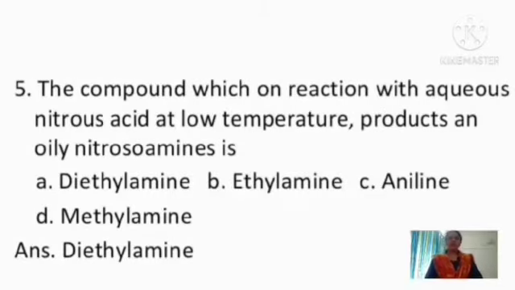Coming to the fifth question, the compound which on reaction with aqueous nitrous acid at low temperature produces an oily nitrosoamine is: option A is diethylamine, option B is ethylamine, option C is aniline and option D is methylamine. So we have already discussed that it is a distinguishing test for primary, secondary and tertiary amines. Again, when a primary amine is treated with aqueous nitrous acid, the main product is an alcohol. And a secondary amine on treatment with nitrous acid forms a nitrosoamine.